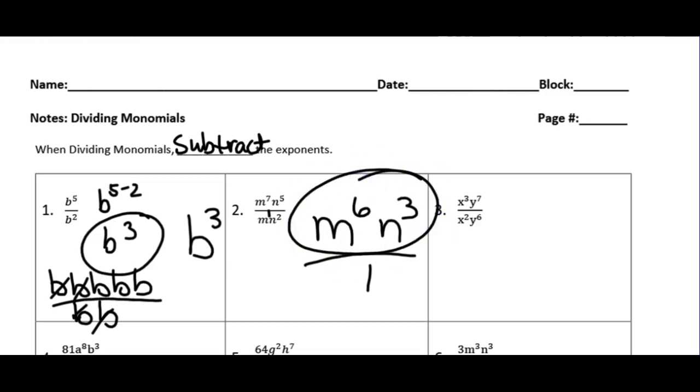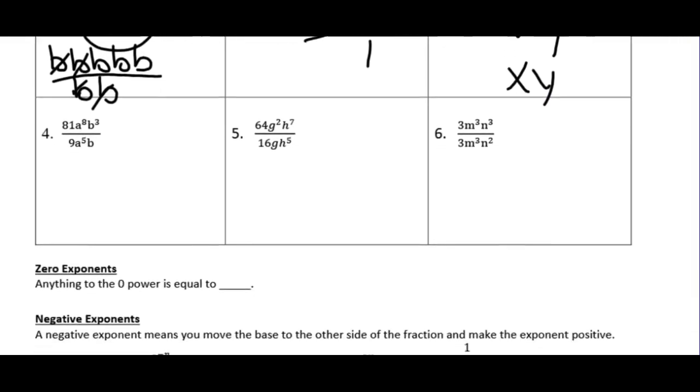Looking at number 3, there's more x's on top, so x to the 1st, and more y's on top, and how many more? 1 more. You could also write that as xy. A couple more examples. With numbers, we're still treating them like we always did. We'll just do that division. That's what that is. 81 divided by 9 is 9.